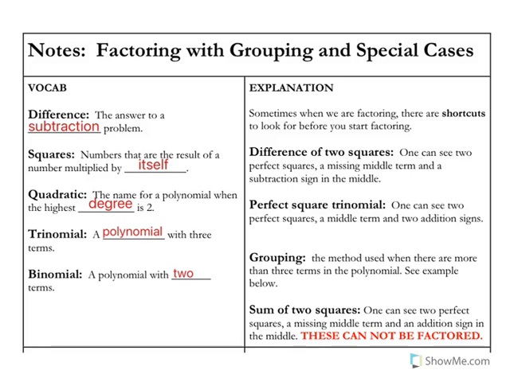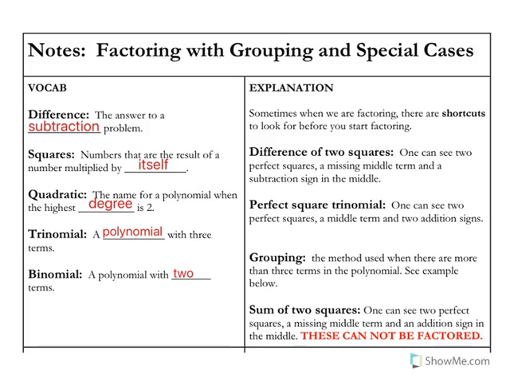So let's start with a few review vocabulary words. Difference, which of course is the answer to a subtraction problem. Squares, which is the number that is a result of a number multiplied by itself. So if you think back when we learned about squares, 2 times itself gives us 4, or 3 times itself gives us 9. A perfect square is a number that can be divided into 2 factors, and those factors are the same number.